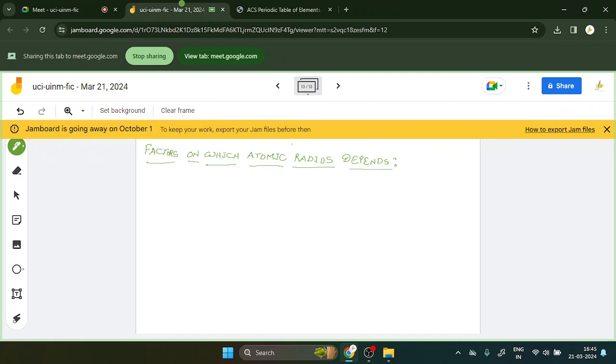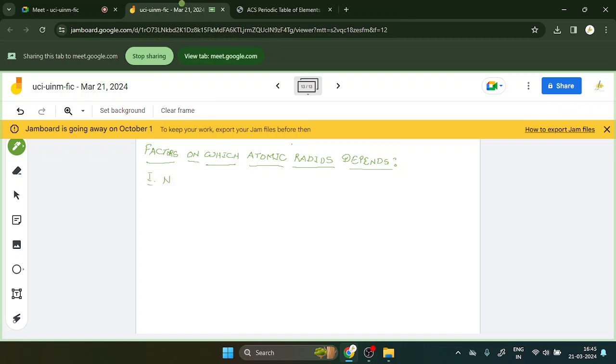And another factor, nuclear charge. Increase in the nuclear charge. The charges inside the nucleus. Basically when there is an increase in the nuclear charge, the size of an atom will decrease, because more electrons will be attracted towards the nucleus with greater force. That's why.